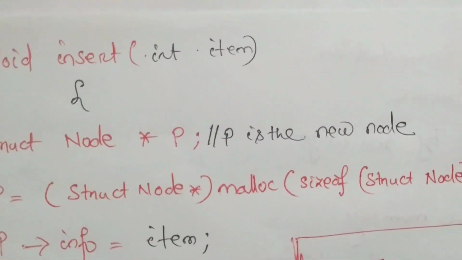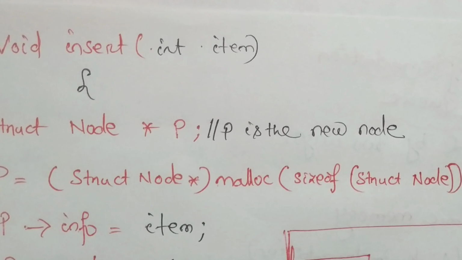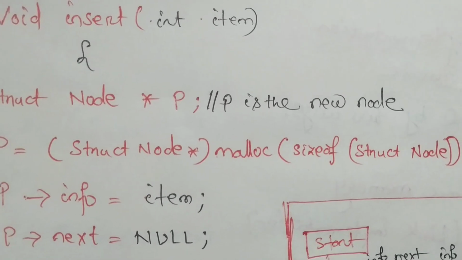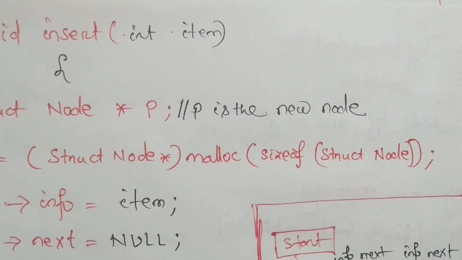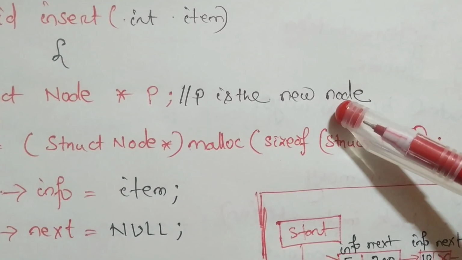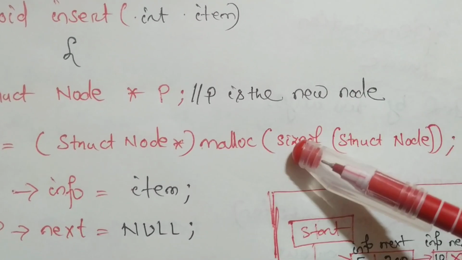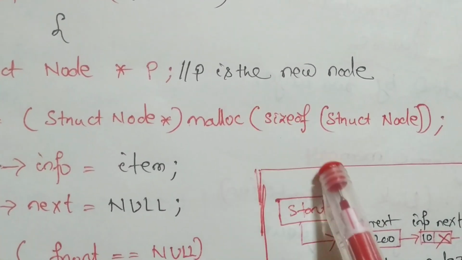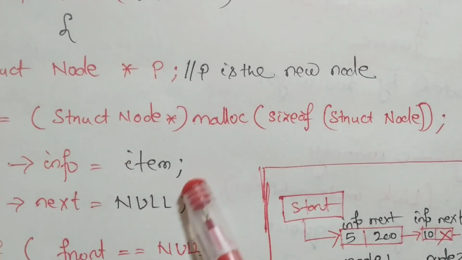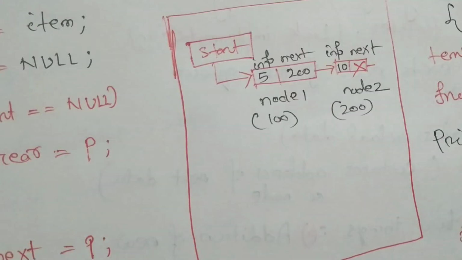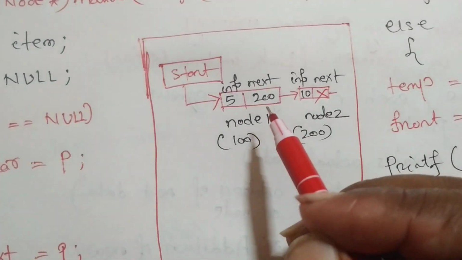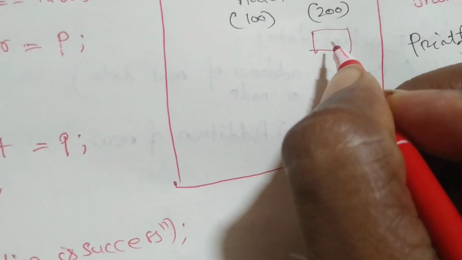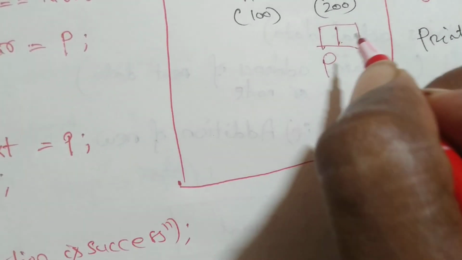Suppose we have void insert, to add a new element, and we take an argument in this insert function. This is C code for addition of a new node. P is the new node, or the new item which we want to add in a link queue. First we have to allocate memory for P. Here you see a link implementation of queue, and we want to add an element. This is P, the new node, and we are allocating memory for it.